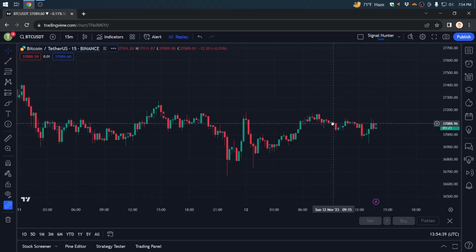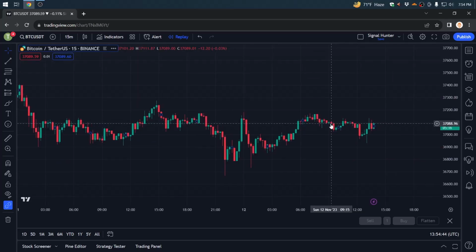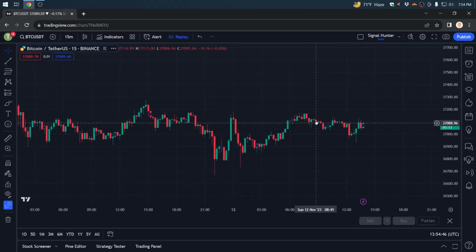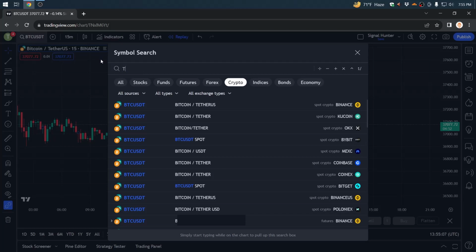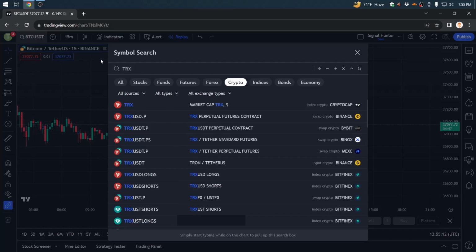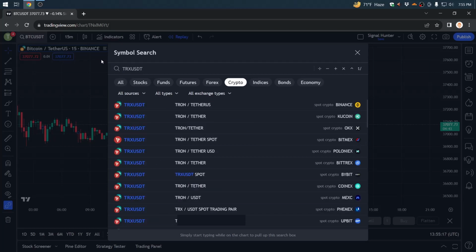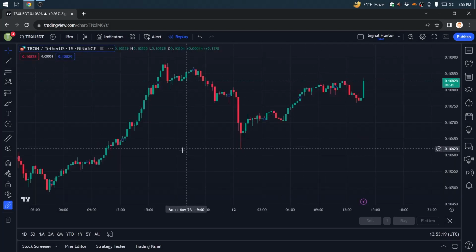Now I have to select my asset as TRX USDT. Why TRX USDT? TRX USDT is my favorite crypto coin because it's not like others. Other coins' charts are not well structured. So that's my favorite trading asset. I simply write TRX USDT in the TradingView asset library. You can see my asset and it's well structured.